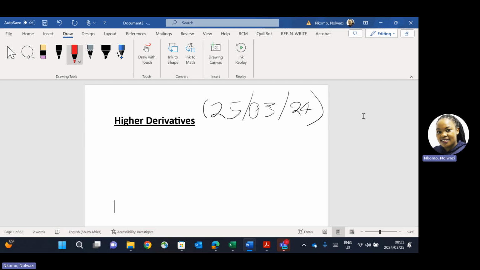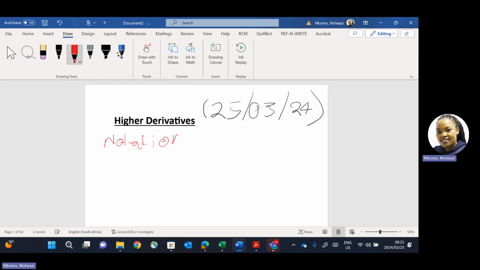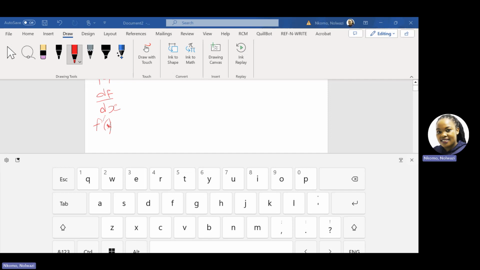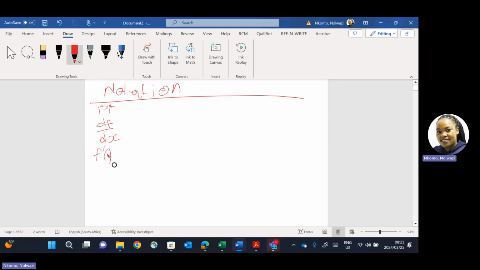These are the notations that we are going to use. For a first order, you know this one, we've been doing this one: df over dx, meaning we're differentiating a function f with respect to x. Or we can use f prime of x. This still means the same thing, differentiating f with respect to x, because remember, this prime stands for the derivative.